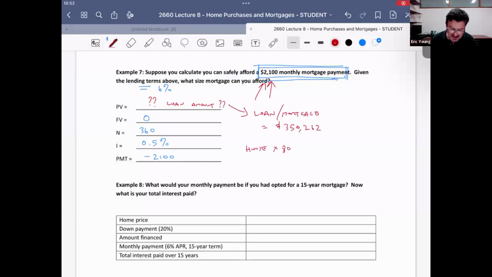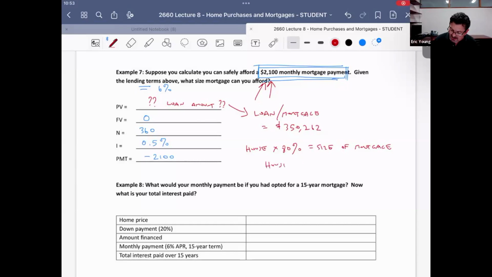Now remember, your house times 80% is how much you can take out. Sorry, that was confusing. You're putting 20% down. So your house price times 80% is the size of the mortgage. That's a cleaner way to say it. Sorry, I got kind of clunky there. Your house price times 80%, that's the size of the mortgage.